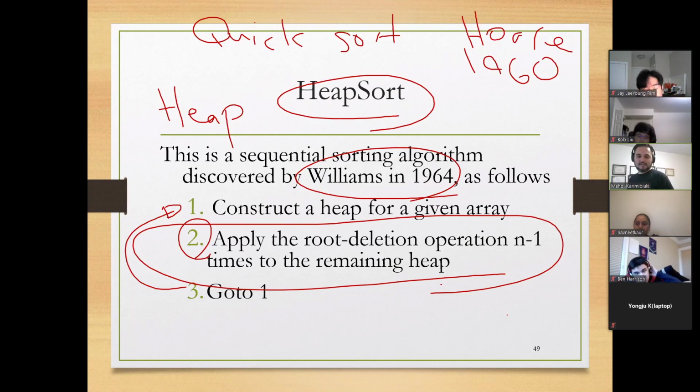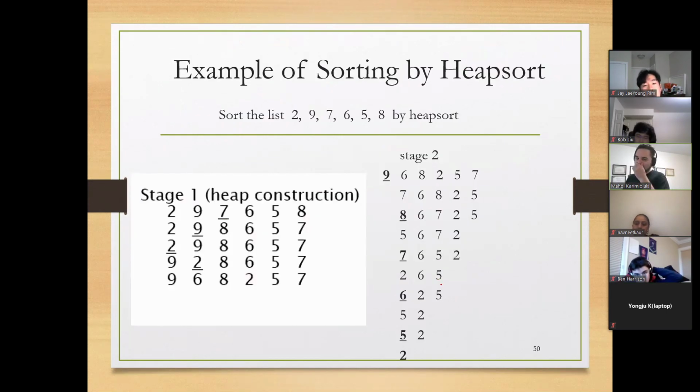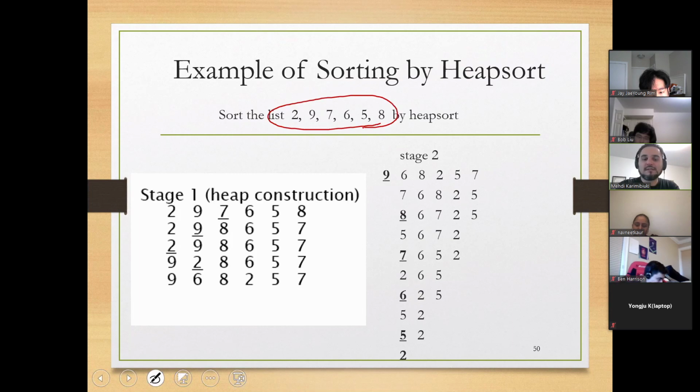This is how I can show you. Let's go to the next slide, where the main algorithm is happening. You have an array, 2 9 7 6 5 8, at the top. This is the array that's given to you. Stage 1 is to turn this into a heap. All right, I'm going to write it down, and let's see how we can do it together.